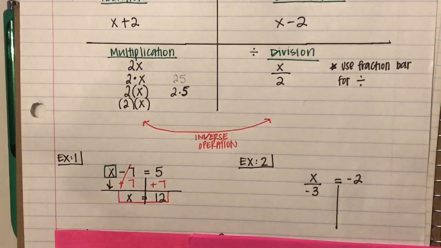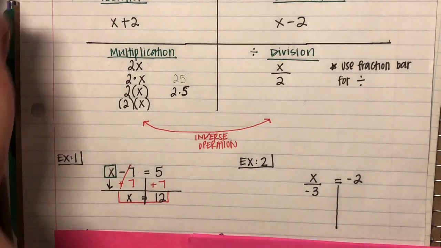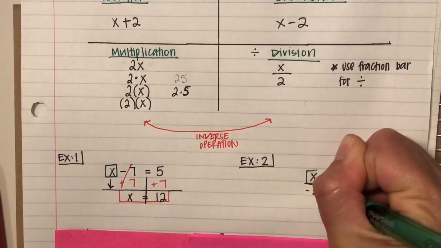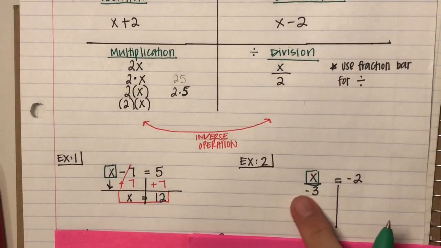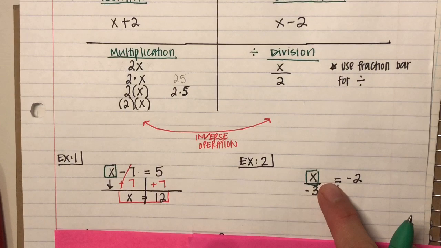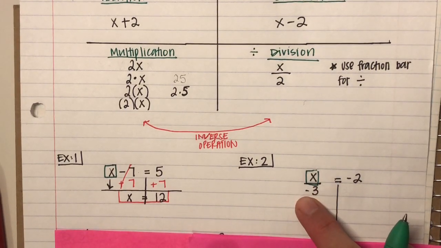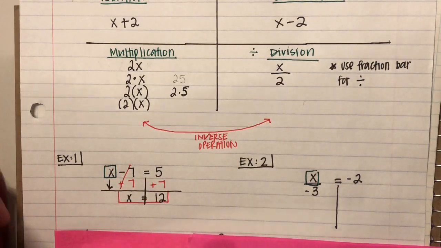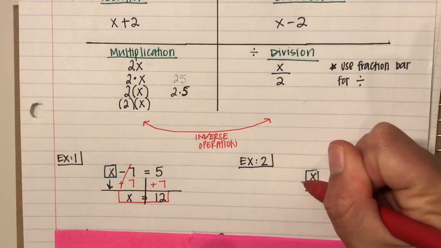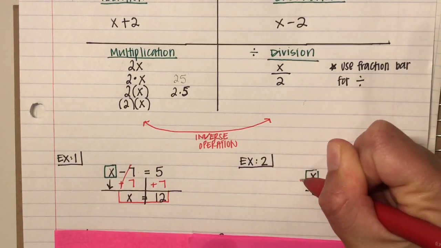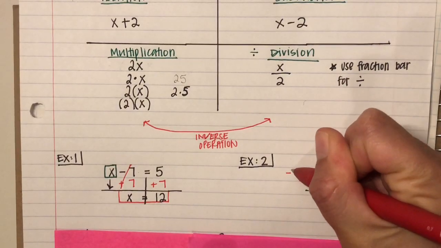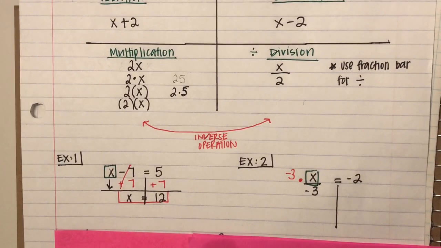And find your variable, because that lets you know which side you're going to be starting on. So here's my variable. Right now, x is not by itself because it's being divided by a negative 3. Well, I need to undo that division, so instead of dividing by a negative 3, I'm going to multiply. I'm just going to use the dot. Multiply by a negative 3.